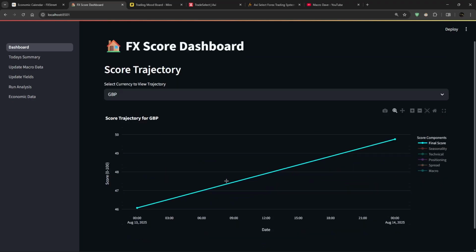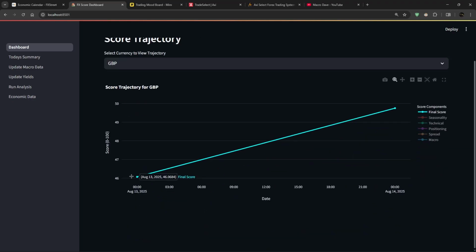So we're looking at GBP and you can see it's a similar story. The reading for GBP has gone up.